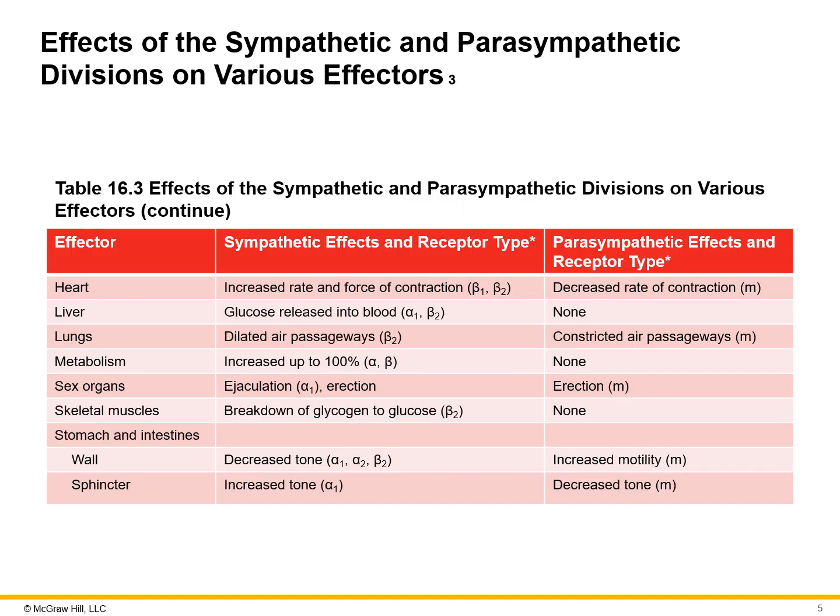Again, just another example here. With metabolism, we're increasing it with the sympathetic. There's no effect of the parasympathetic. Whereas with the stomach walls, we're decreasing the tone with sympathetic, increasing motility with parasympathetic. So again, fight or flight, we don't need to have a lot of digestion, a lot of movement through the digestive system, but as we're resting, we increase that. So typically the parasympathetic and sympathetic have opposite effects, or sometimes with some effectors, only sympathetic is causing an effect.